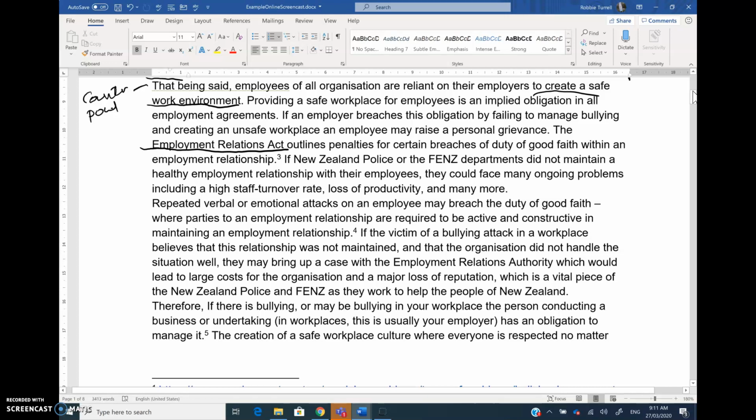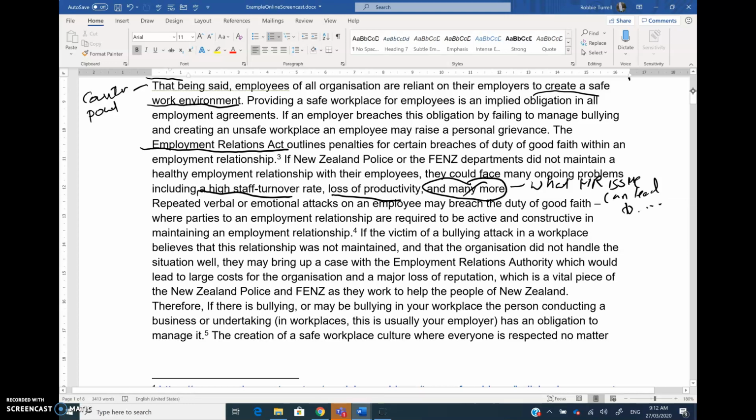Okay, if the New Zealand Police or the FENZ departments fail to maintain healthy employment relationships, they could face many ongoing problems, including high staff turnover rate, loss of productivity, and many more. I don't like that, however, because it can be explained. But the point being is what it can lead to. So that is a good thing to say: what HR issue can lead to. Okay.